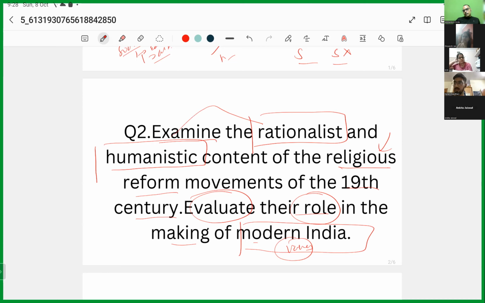Okay, for example, recent news: a lady was marrying for the 4th time a person who is mentally challenged, and she was marrying for the 4th time. So I will put her in the rationalist kind of thing, because she was getting crores of rupees and all. It was not humanistic.